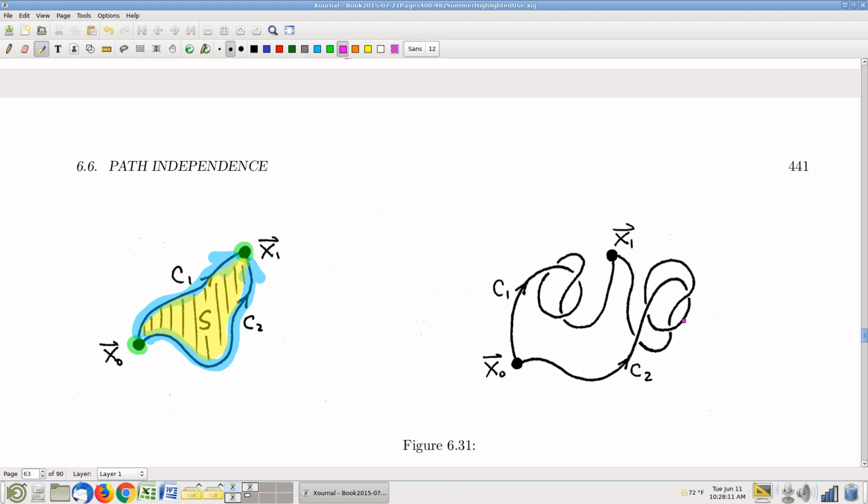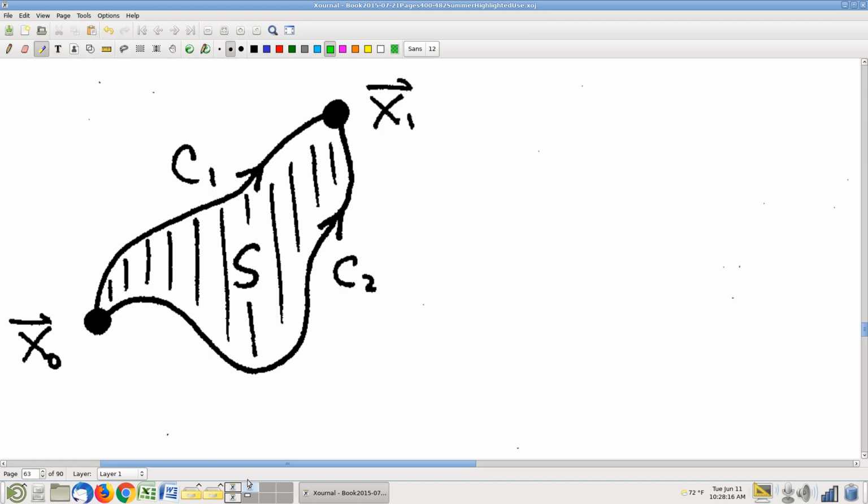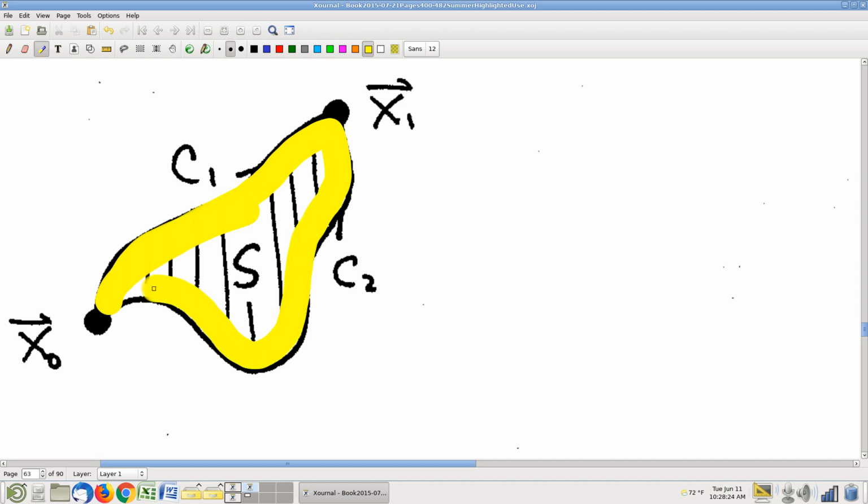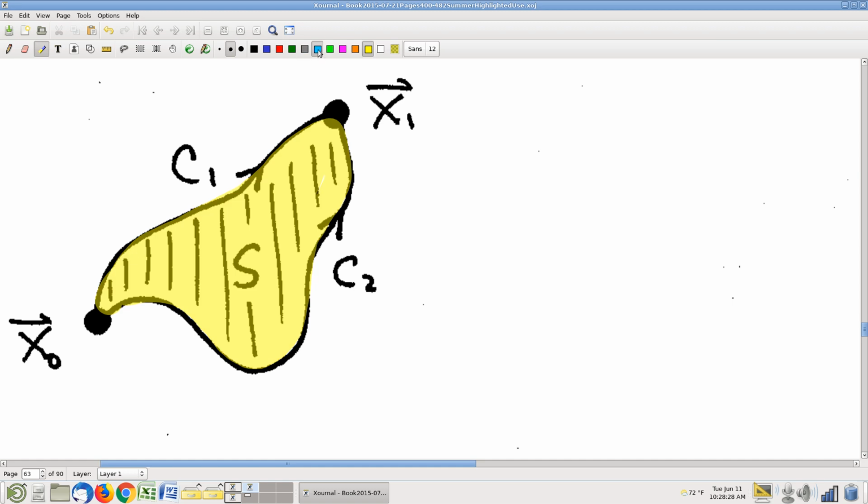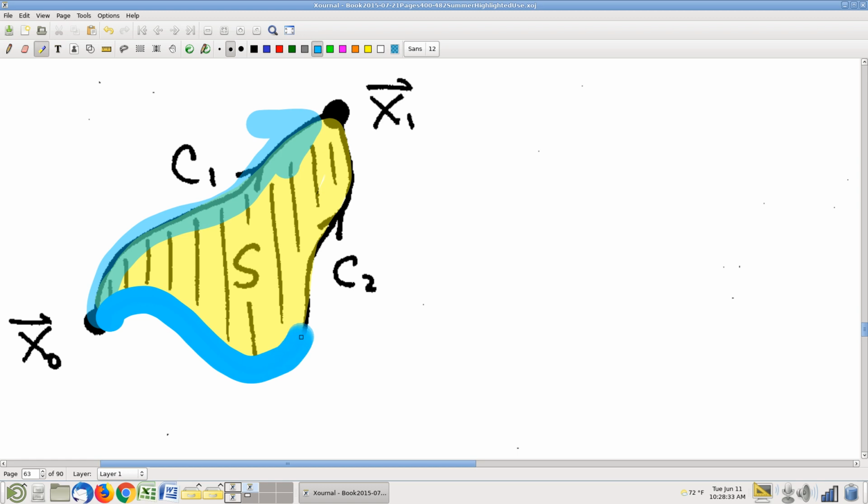Okay, so we're going to consider this scenario, and I'm going to go over to where I have it drawn a little bit bigger. And let me remind you, we've got this surface here, and we've got these curves C1 and C2, and we've got these starting and ending points x0 and x1.